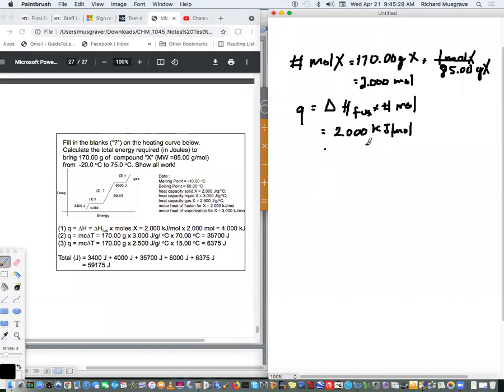Okay. So the number of moles, as we said, is 2.000 moles. And I will also, during this step, convert this to joules, times 1,000 joules over 1 kilojoule, which will give me 4,000 joules. Any questions? So that is for space 1. Now let's look at space 2.